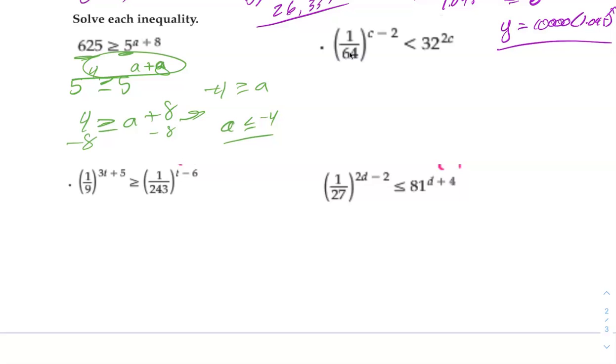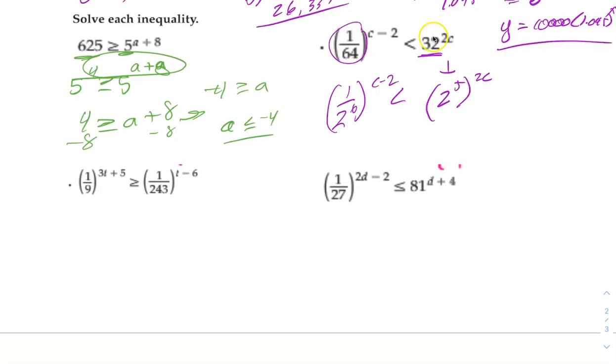2 to the 6th is 64, and 2 to the 5th would be 32, so the only thing it breaks down to is 2s. So this is going to be 2 to the 5th, to the 2c. Over here, this is going to be 1 over 2 to the 6th, to the c minus 2.